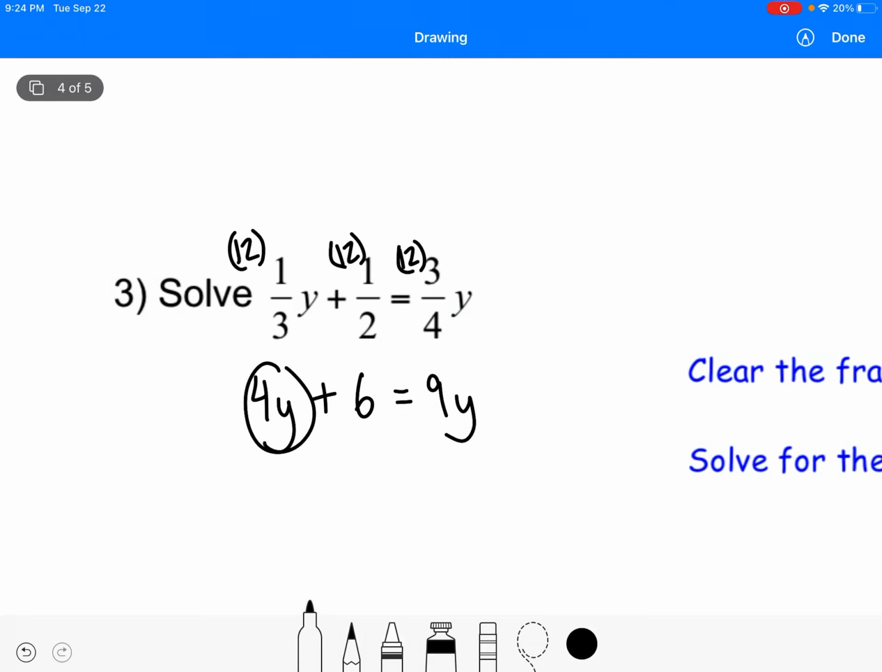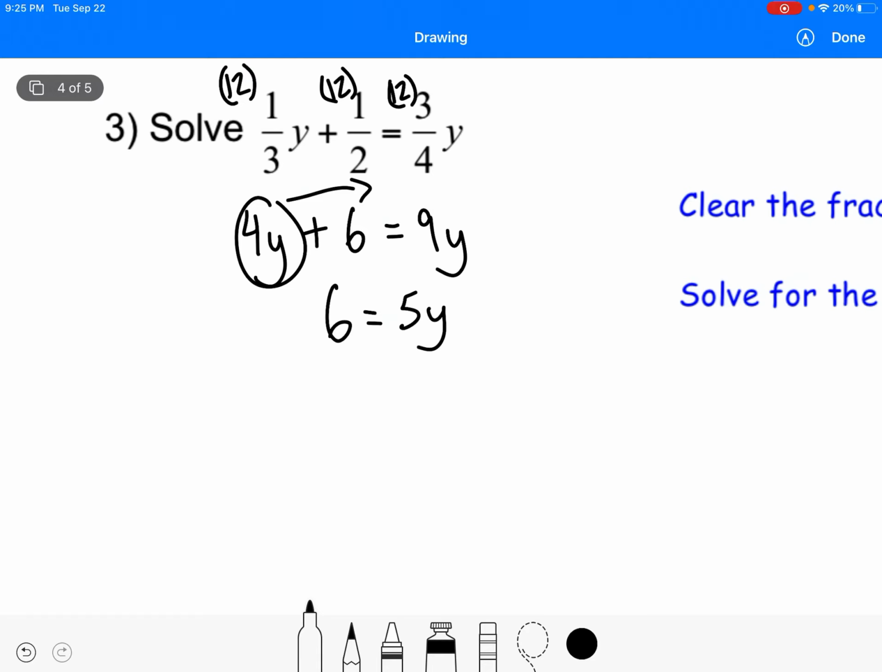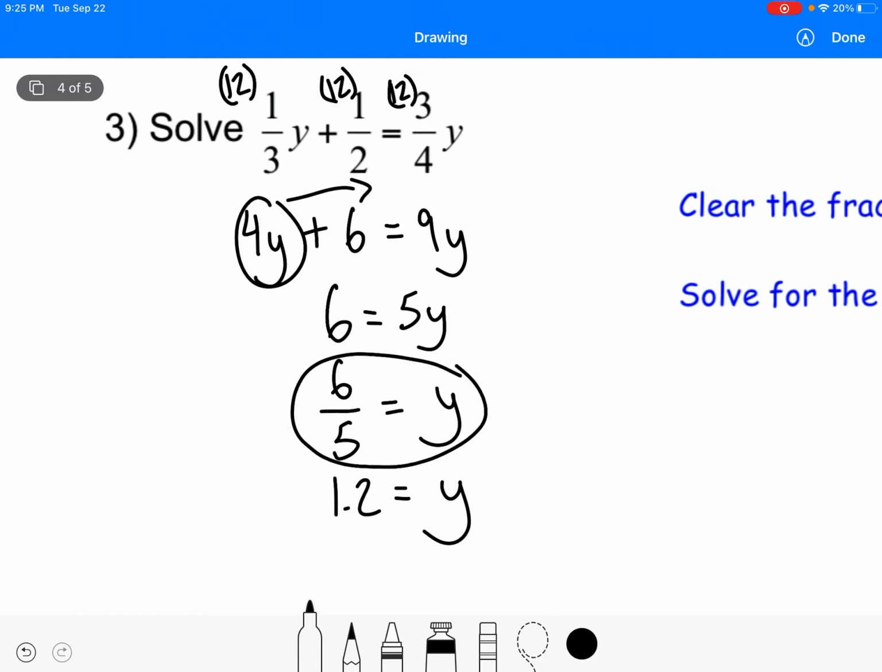So I'm going to move that 4y over to this side. I'm going to get 6 equals 9 minus 4 is 5y. And then I'm actually going to just leave it as a fraction here. I'm going to divide that 5 over. I'm going to get 6 over 5 equals y. Okay, again, for this one, you probably could write that 1.2 equals y, but this is as far as you have to go. That's an acceptable answer. It's showing me the proper way of doing things, and it's more accurate typically than the decimal.